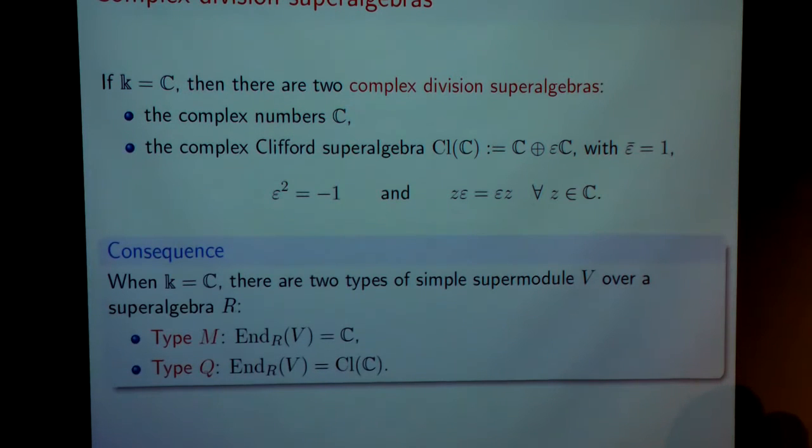Okay, so that means in the super world over complex numbers, there are two types of simple module. There's the one whose endomorphism algebra is the complex numbers, and there's the ones whose endomorphism algebras are this complex Clifford superalgebra. Those are called type M and type Q modules in the super language. Yeah, I think this comes from the fact that the endomorphism algebra here is matrices. It's a matrix superalgebra. And here's this type, it's usually denoted Q. This Q(m) is the endomorphism algebra. I think that's where the notation comes from.